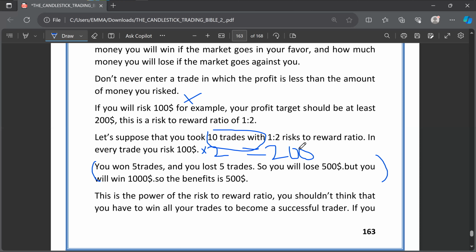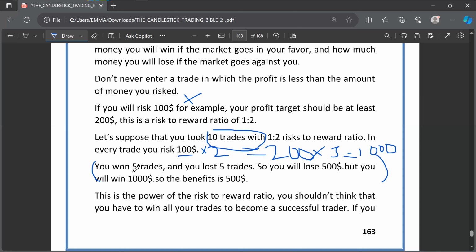So per each trade, if you should win, the money is going to be times this. But if you should lose, it's just 100, because you are risking only $100 for that. So if you win, it's ×2. That's 200. And then we are saying that you won 5 of the 10 trades. So if you won 5 times this 200, it's going to be $1,000.